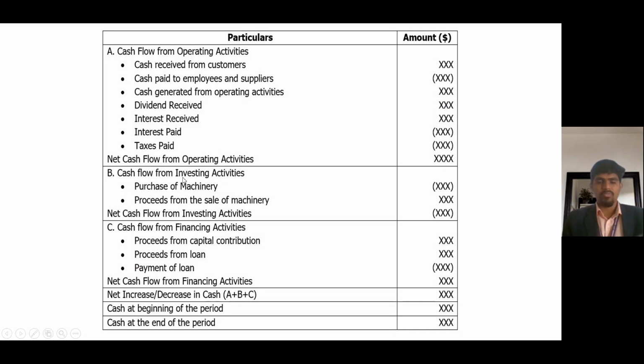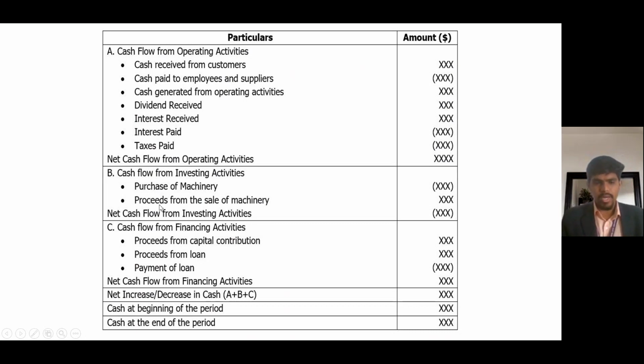Next, you can see cash flow from investing activities. So what will be the investing activities? Where you're investing your money. So purchase of machinery. If you're purchasing any machinery, that will be deducted because cash is going outside. So if any cash is going outside, we will deduct. If we are receiving anything, that will be taken as income for us, a cash inflow. That's why whatever amount is in brackets will be taken as a negative value, that is an outflow value.